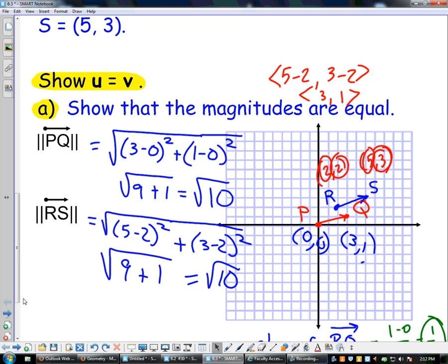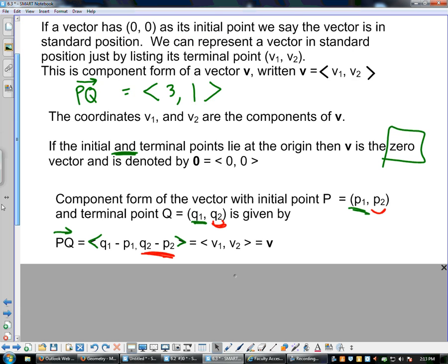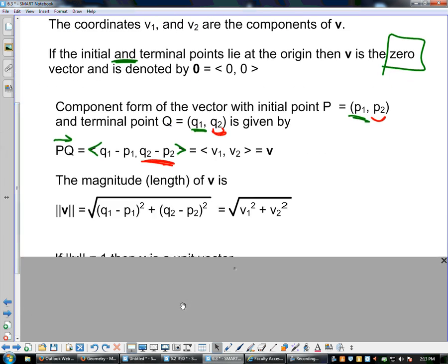So vector RS has the same component form as vector PQ. Why? Because they really are equal vectors, right? I can put this one directly over that one. Same deal? All right, going back here. All we did was write vector RS from our first example in component form.